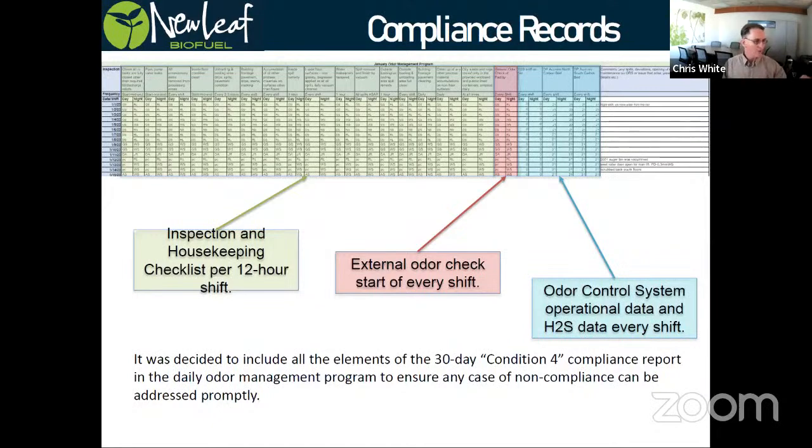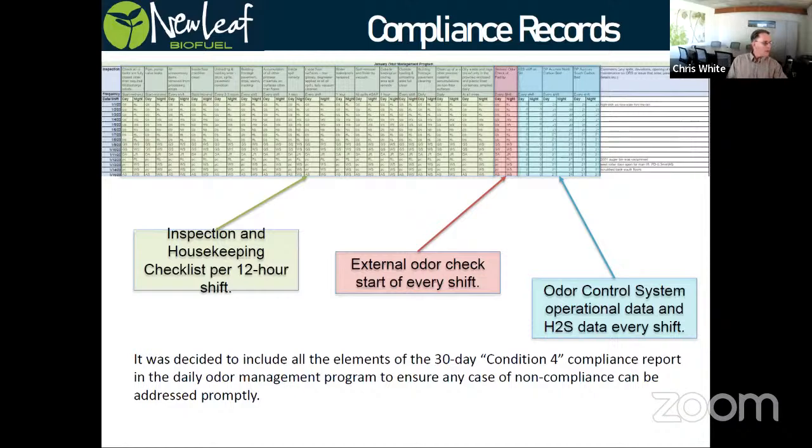And so that whole set of information allows us to do the condition check for 30 days every day, because there's not much point, I don't think, in doing a 30-day report that says, oh, we've noticed an odor issue in the last 20 days. If there's an odor issue, we want to be dealing with it straight away.